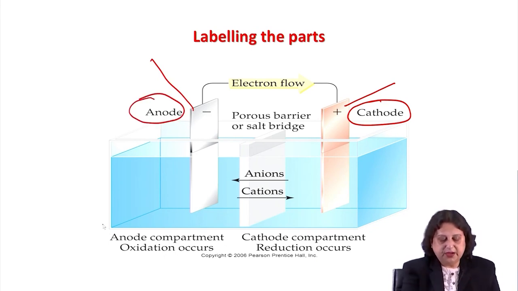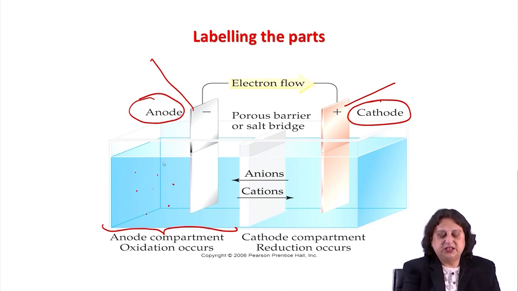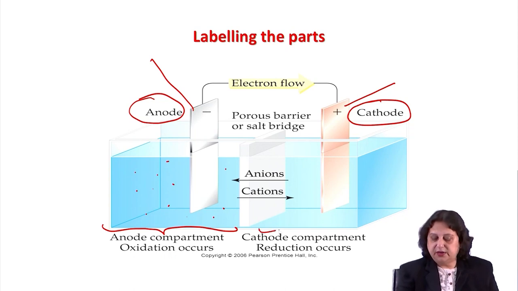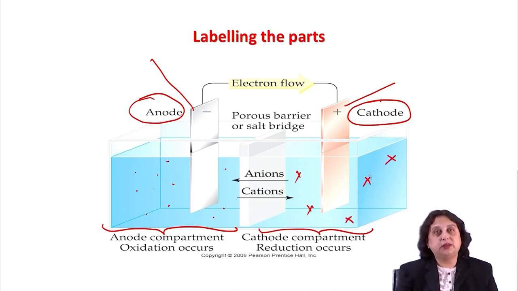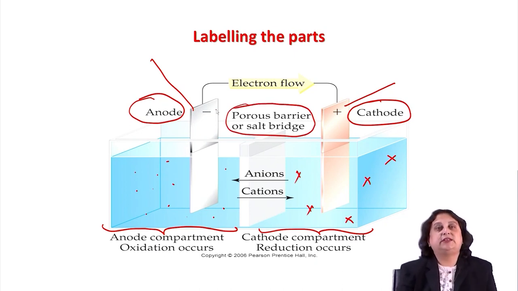On this part of the compartment, which I call the anode compartment, I have this electrolyte solution, which is in contact with the anode. And here on this side, which I call the cathode compartment, I have another electrolyte which serves as the electrolyte in contact with the cathode. And here I have put in a porous barrier between the two electrolyte solutions, and this may be either a porous barrier or a salt bridge.